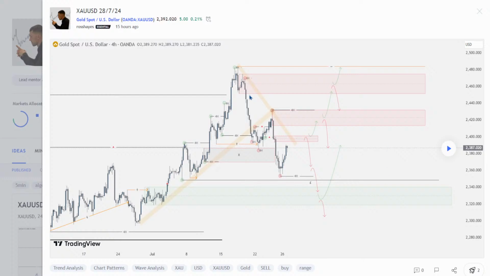Keep your bias open. And that's why we always give the option of we might sell or we might buy from here. If we get into this area and I see a sell model, I'm selling it. Just the same as if you see a clear buy model, you're going to buy it, right? So just keep that in mind.